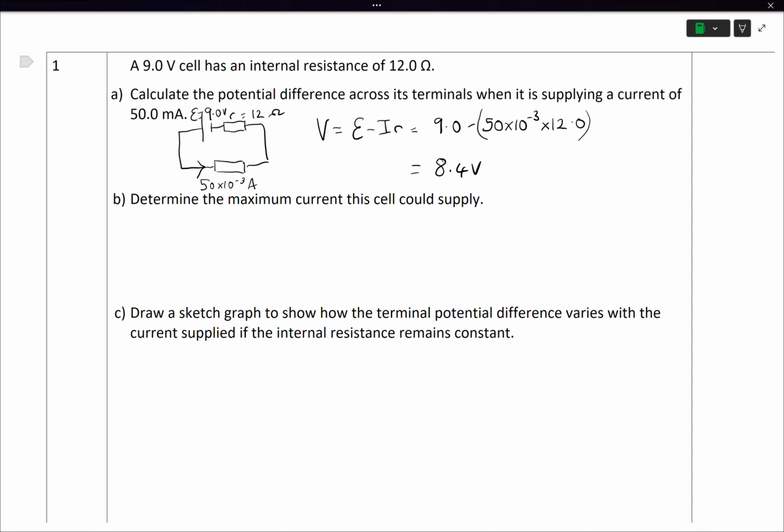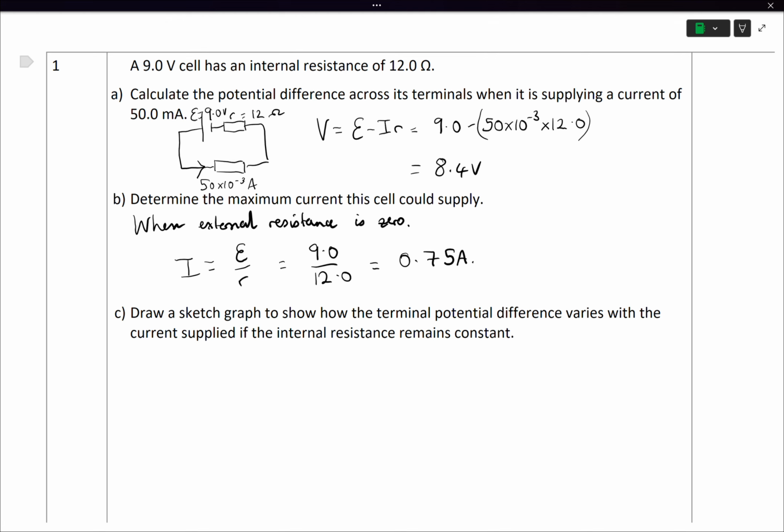B, determine the maximum current this cell could supply. So this will happen when the external resistance is as low as possible. So when the external resistance is 0. At this point then we will get that the current is just equal to the EMF over the internal resistance. So that is 9.0 over 12, which is 0.75 amps.